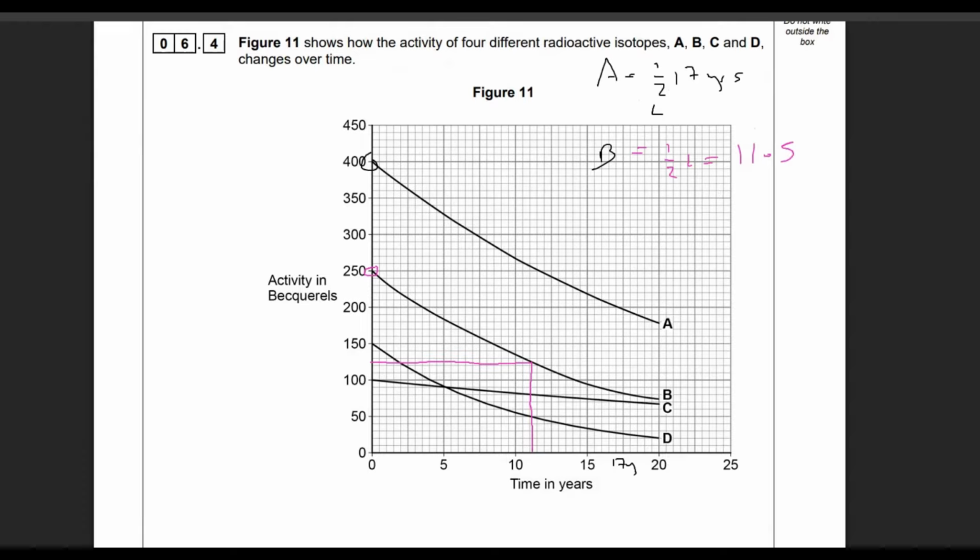Right, I'm going to pick another color. Let's do a lovely green. And we're looking at C. I can't do C because C hasn't even fallen to 50. So C, let's check out the half-life of D.